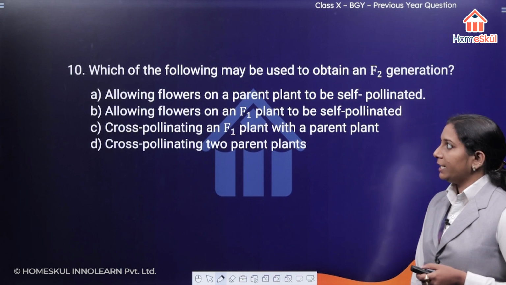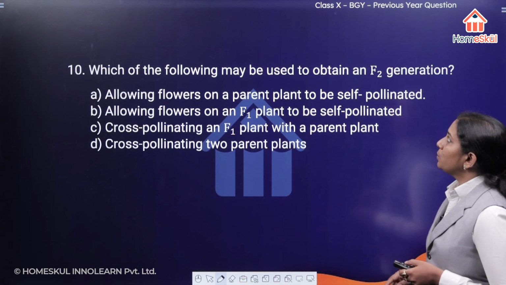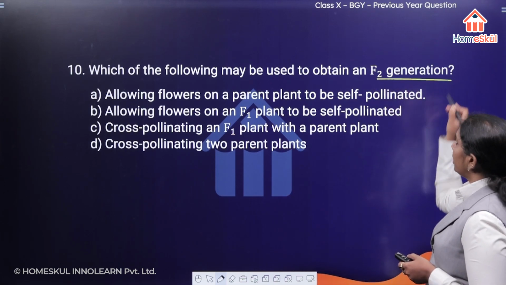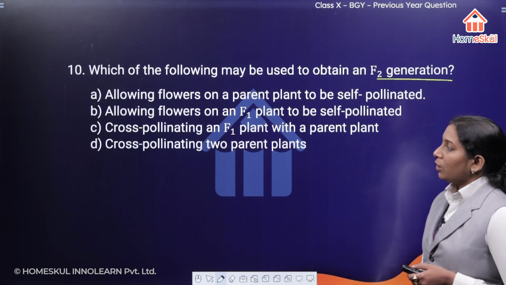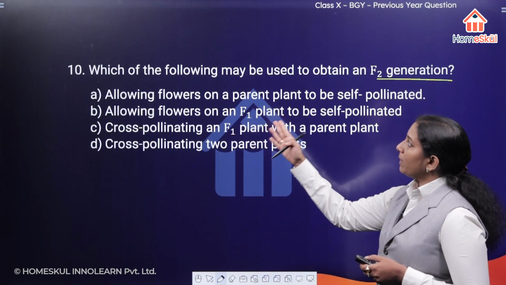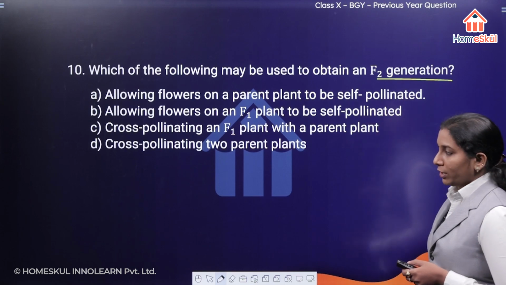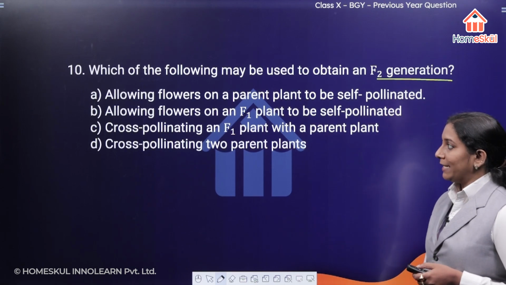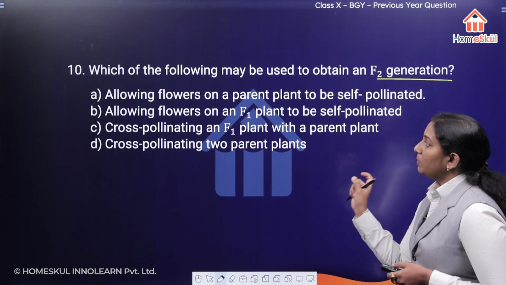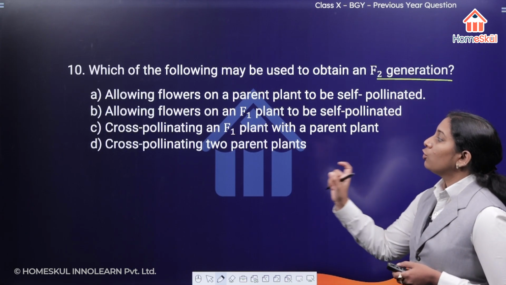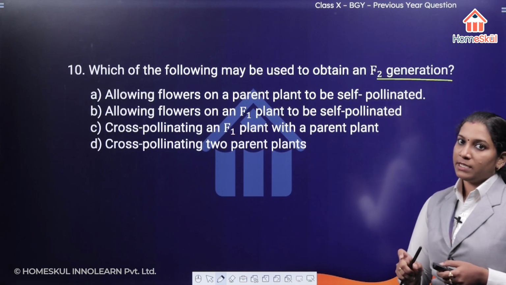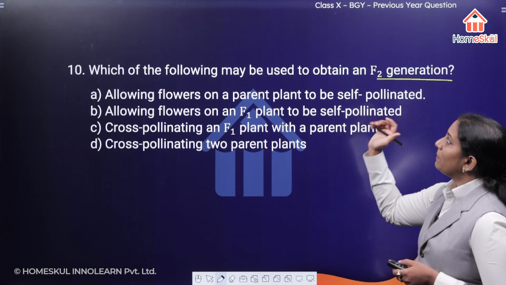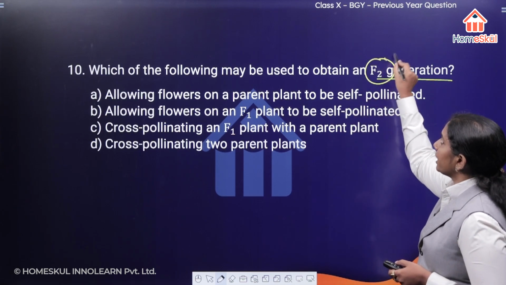Question number 10. Which of the following may be used to obtain an F2 generation? The options are: allowing flowers on a parent plant to be self-pollinated, allowing flowers on an F1 plant to be self-pollinated, cross-pollinating an F1 plant with a parent plant, cross-pollinating two parent plants. So which one may be used to obtain an F2 generation?